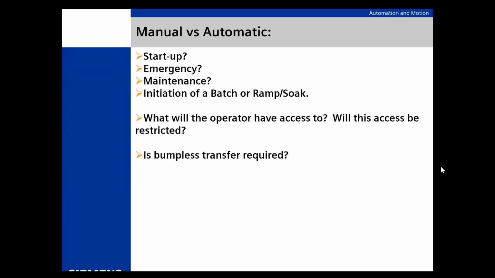Again, manual versus automatic. I personally like to be able to go into manual and take control of the loop if I have to. I like to start batch or ramp soaks myself. You know, you can have the system do it, but it's nice to be able to start it and stop it when you want to. Is bumpless transfer required? If it is, you need to be able to go in manual. You need to go in there and take control, move your set point manually, and then take it off automatic so you don't move things too fast. I like that kind of stuff. Now, some people may argue that, but that's the kind of stuff that I like.